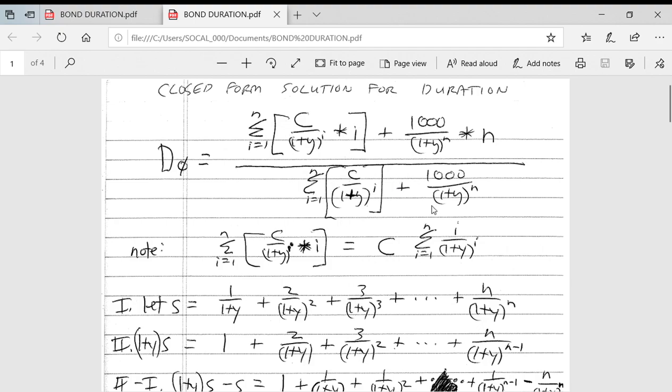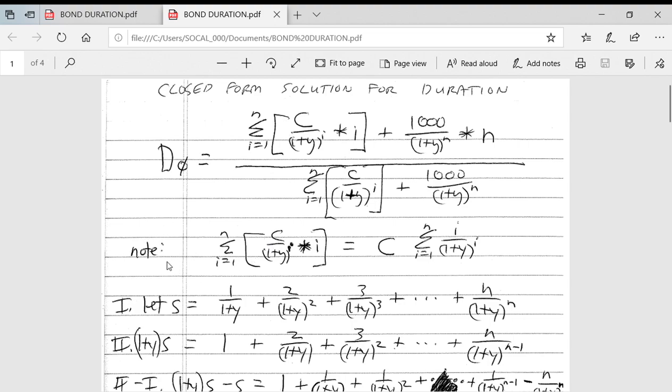Denominator's bond price. Once again, we're separating the coupons from the final payment. So we have the sum for i equals 1 to n of coupon divided by (1 plus y) to the i, plus the face value payment of 1,000 divided by (1 plus y) to the n. Of course, it's obvious, since we're seeing y, that the duration measure makes use of the yield to maturity approach to bond pricing. Okay, and that's not a strength of duration, not a strength.